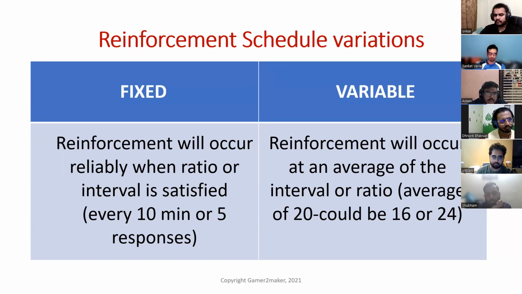So the game will calculate based on the hours. See, because as a designer, you have to fix something. So you'll fix an average. So basically it becomes unpredictable. Next will be variable ratio.